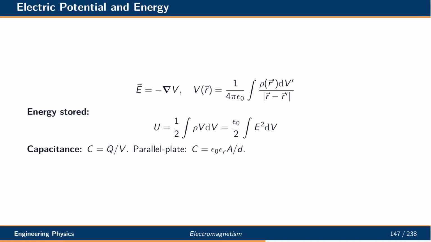The electric field can be derived from a scalar potential by taking its negative gradient. The potential due to a charge distribution is an integral over the charge density divided by distance. The energy stored in an electrostatic configuration can be expressed either through charges and potentials, or as a volume integral of the electric field squared. Capacitance, defined as charge divided by voltage, characterizes any conductor pair. For a parallel plate capacitor, capacitance is proportional to area and inversely proportional.